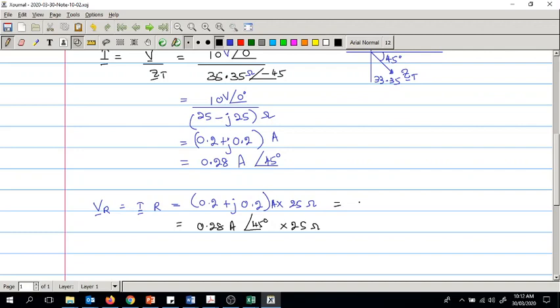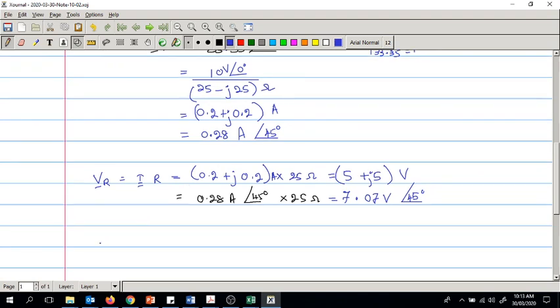So multiplied by 25, you get 5 plus j5 volts, or in the polar form you get 7.07 volts, angle 45 degrees, right? So that's VR. What about VC?